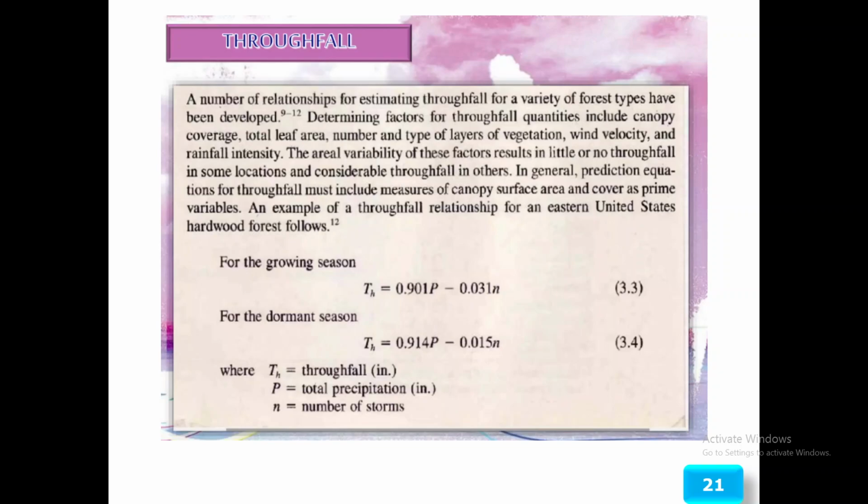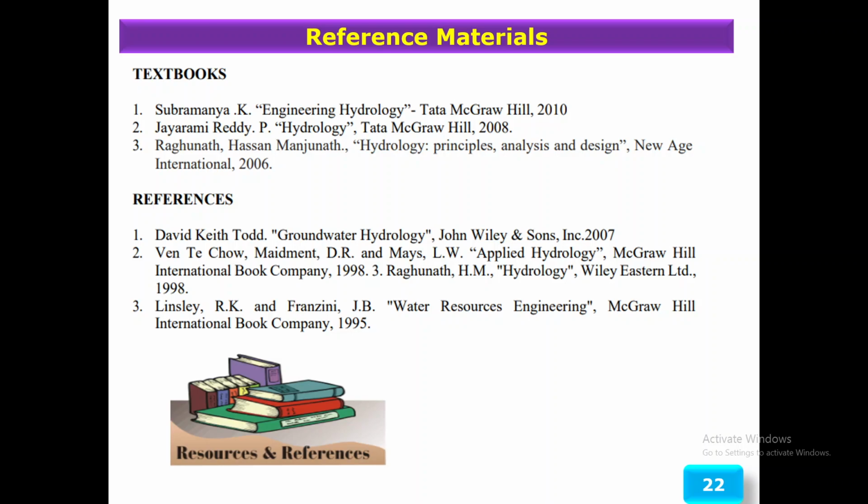For the growing season, TH is equal to 0.901 P minus 0.031 N, whereas for the dormant season, TH is equal to 0.914 P minus 0.015 N, where TH is nothing but throughfall in inches, P is equal to total precipitation in inches, N is equal to number of storms. So these are the reference material. Thank you.